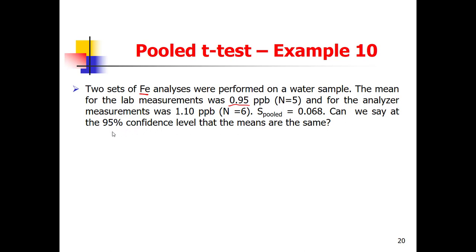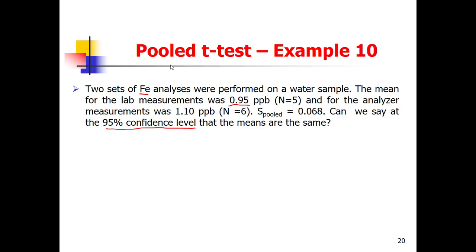Can we say at 95% confidence level that the means are the same? Here I'm saying the means are the same. This is your null hypothesis, but what we see is that the lab measurement mean is smaller than the analyzer measurement. But here it says no, it's the same. So we are going to use the p approach again here. We can do it with the pooled t-test or the p approach. So I will do it with the p-value approach.